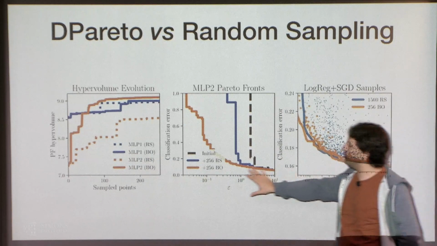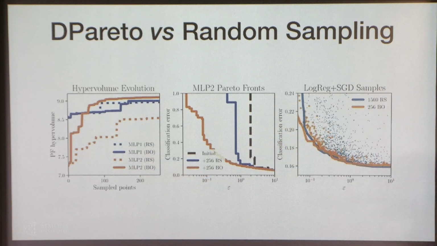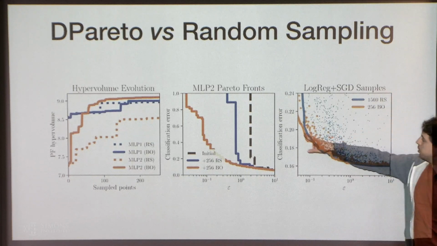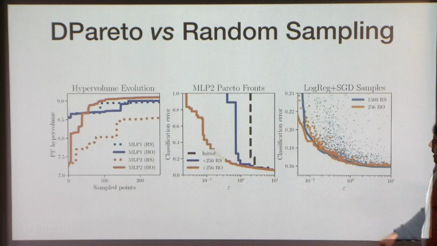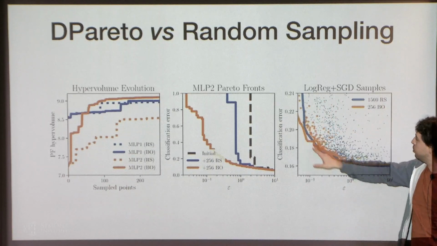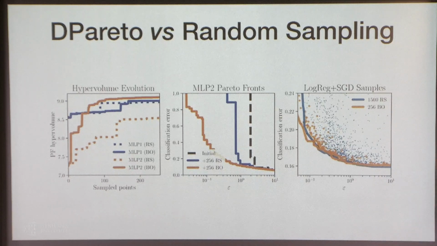So here there are three different things to see this same phenomenon. Here, for example, in the case of logistic regression with SGD, we have the Pareto front learned by DPareto with 256 iterations of the Bayesian optimization loop versus 1,500 random sampled points. And the two Pareto fronts start to look very much alike when you have this difference in the order of magnitude. But it's interesting to see that DPareto is always trying to sample things that are very close to the Pareto front, whereas random sampling is a little bit all over the place. So these Gaussian processes are learning what they're supposed to be learning.